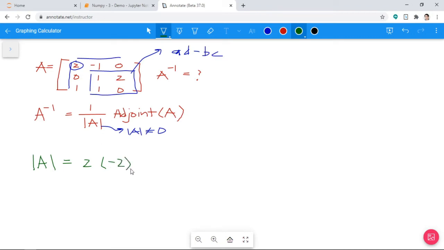Okay, so next is minus. So why minus again? We have the pattern here: plus, minus, plus. Okay, let me erase that one. Next, color green. So the next one, let me erase this one so that it will be clear to you.